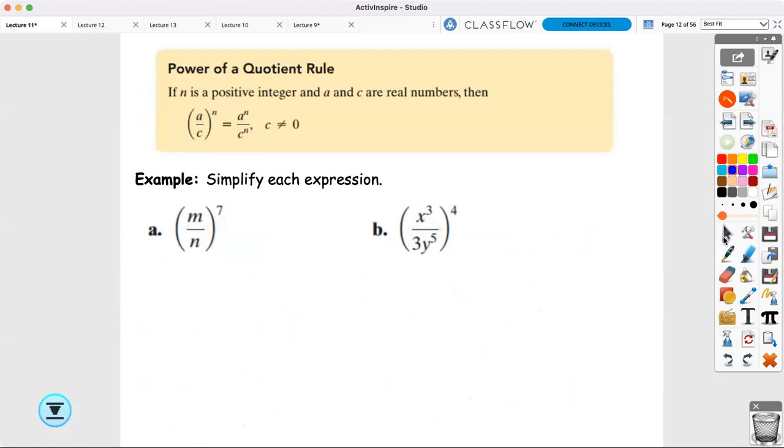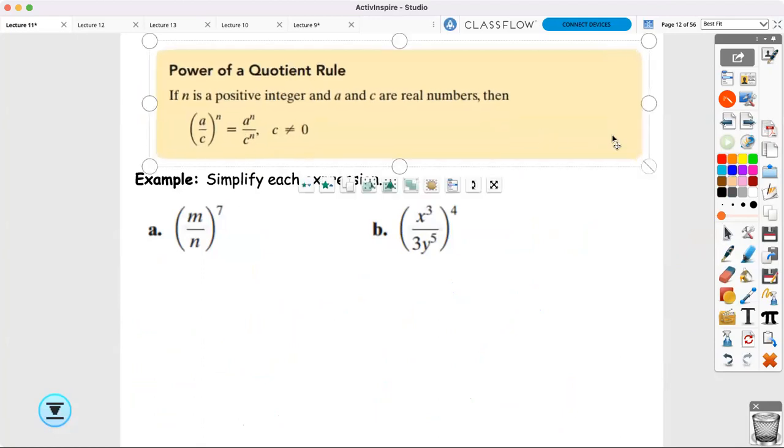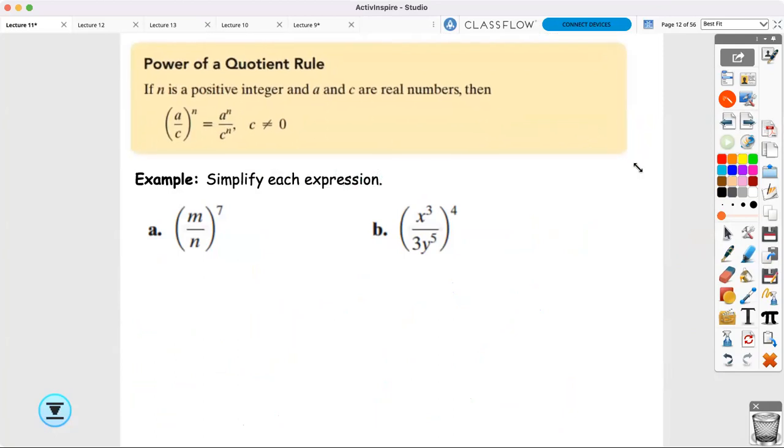So now we have another extension so far. It pretty much tells us that if we have an exponent outside of a fraction, we can put the exponent into the fraction. So I'll go ahead and give you guys about 2 minutes to set this up into your notebook before we jump into it, okay?